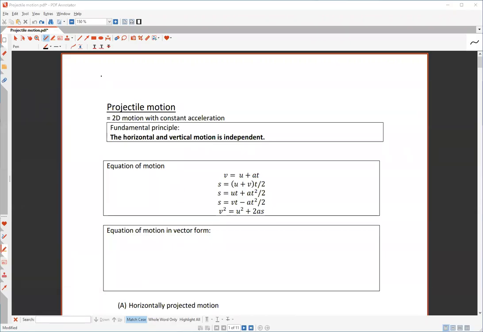Now we have talked about one-dimensional motion, and we are going on to talk about two-dimensional motion, or we can call it projectile motion. But actually, a projectile motion is a very special type of one-dimensional motion.